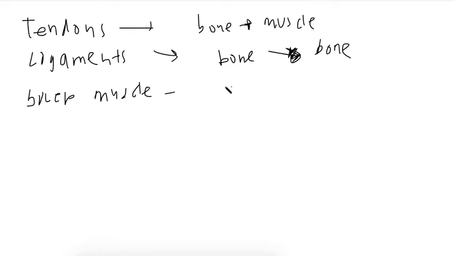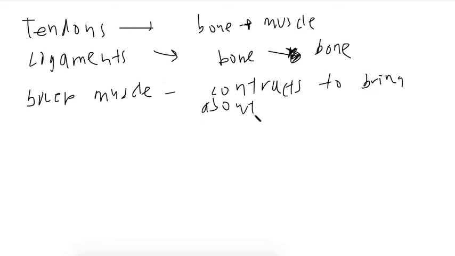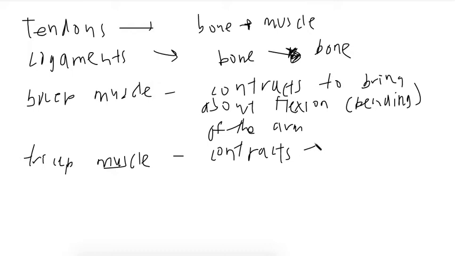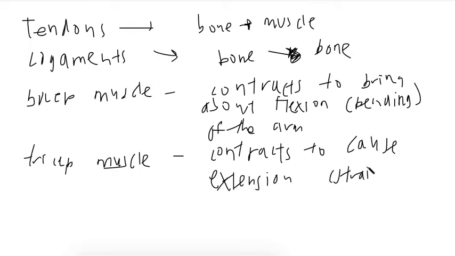This is just going to be something that contracts to bring about flexion or bending of the arm, while the tricep muscle is going to contract to cause extension or straightening of the arm.